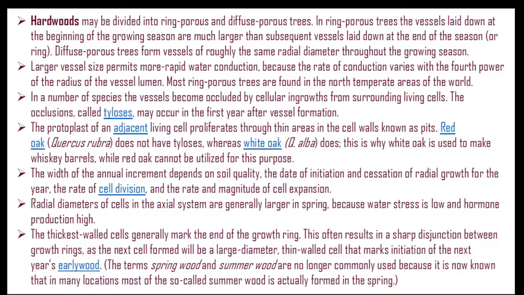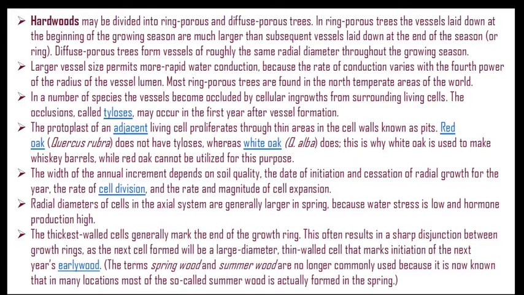Radial diameters of cells in the axial system are generally larger in spring because water stress is low and hormone production is high. That's why radial diameters of cells are more in size. The thickest walled cells generally mark the end of the growth ring.